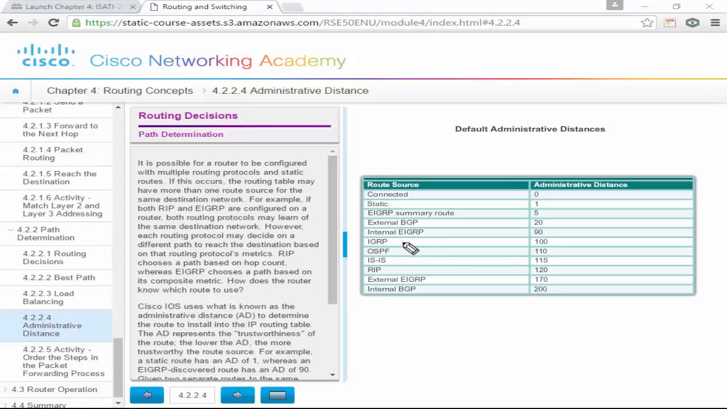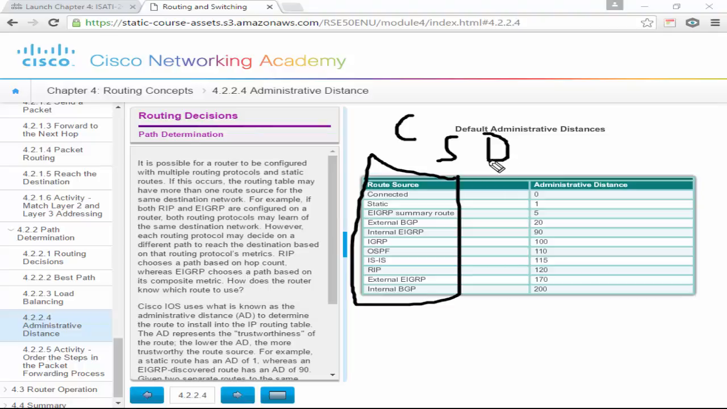IGRP, which came before EIGRP, OSPF 110, ISIS 115, RIP 120, external EIGRP 170, and internal BGP 200. Take a look at this because you need to know the routes of C, which is connected. This is in the routing table. S, which is static.